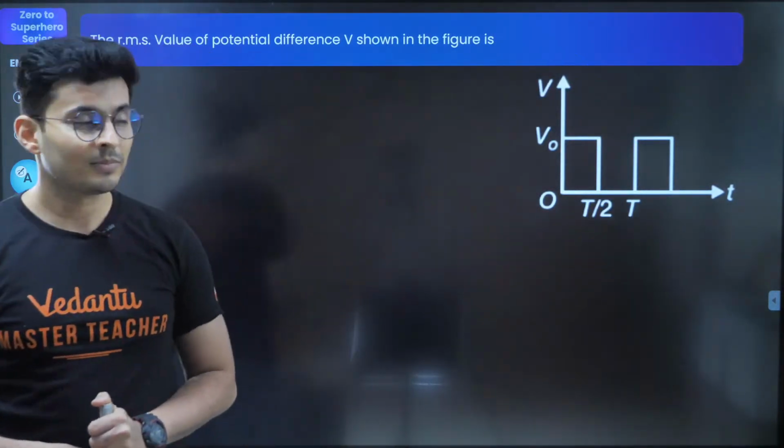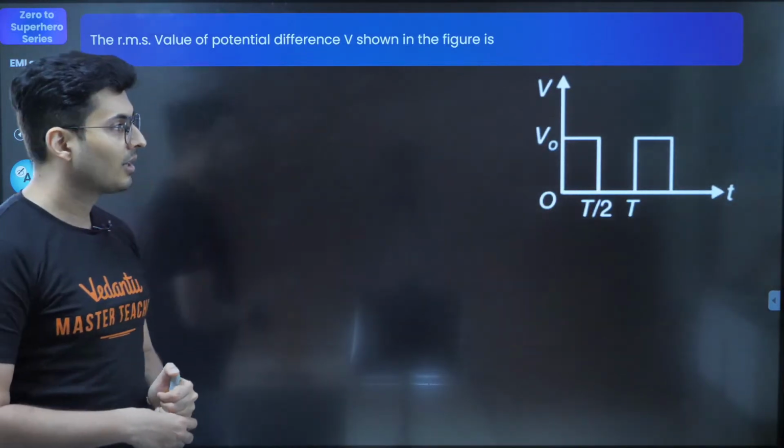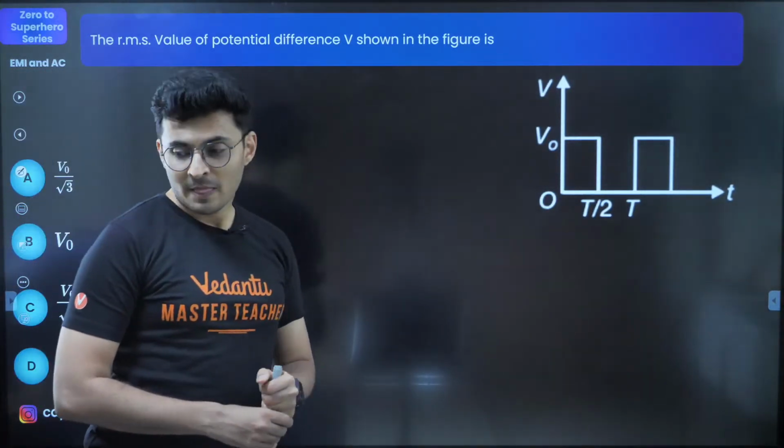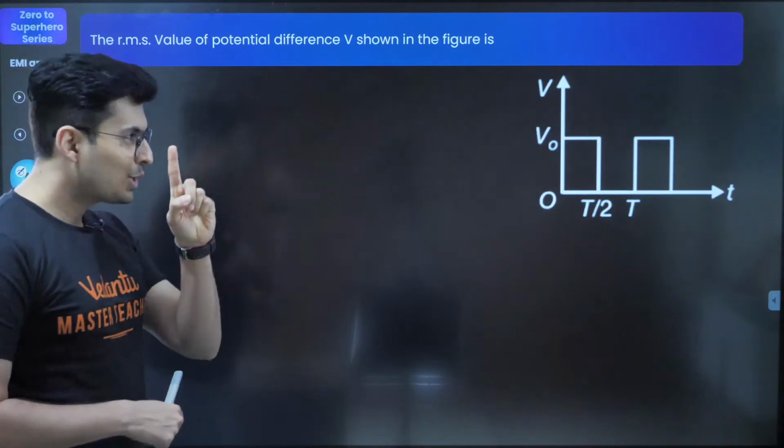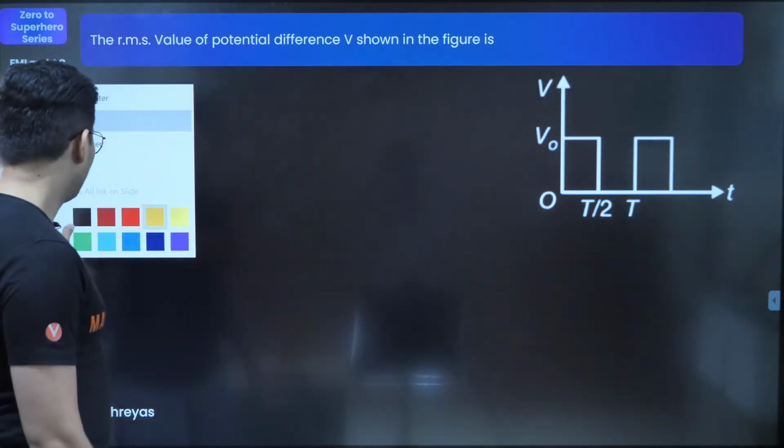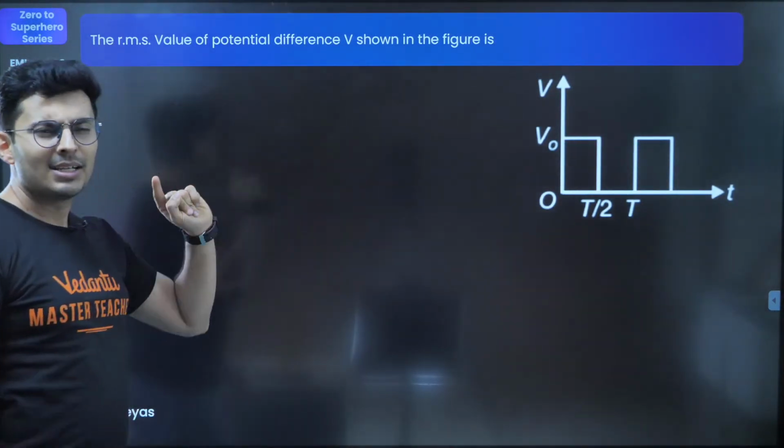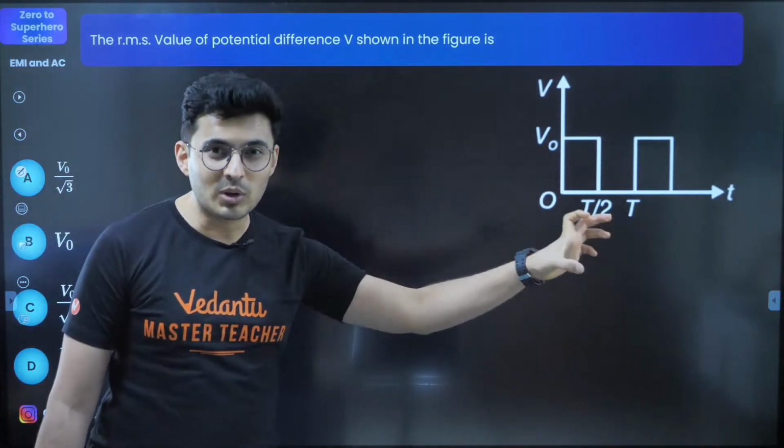Be careful. Is it or is it not? It's not a sine graph. It's not a sine graph. Be careful. So you need to derive it. There is no other option because that value of V max by root 2 comes by derivation.